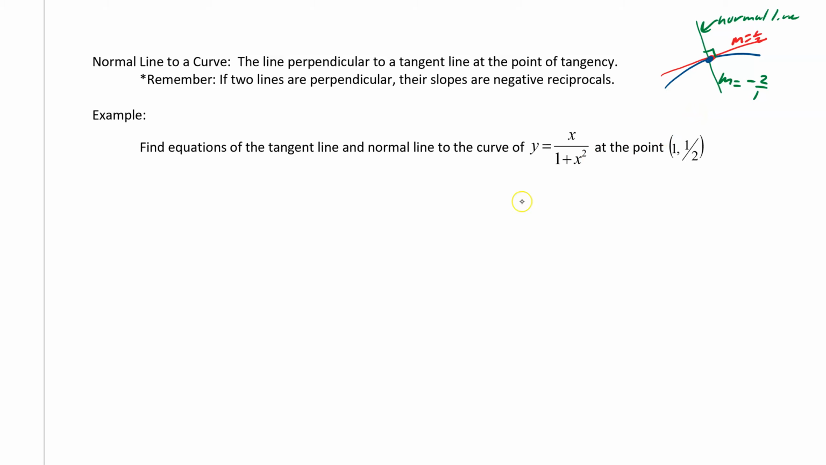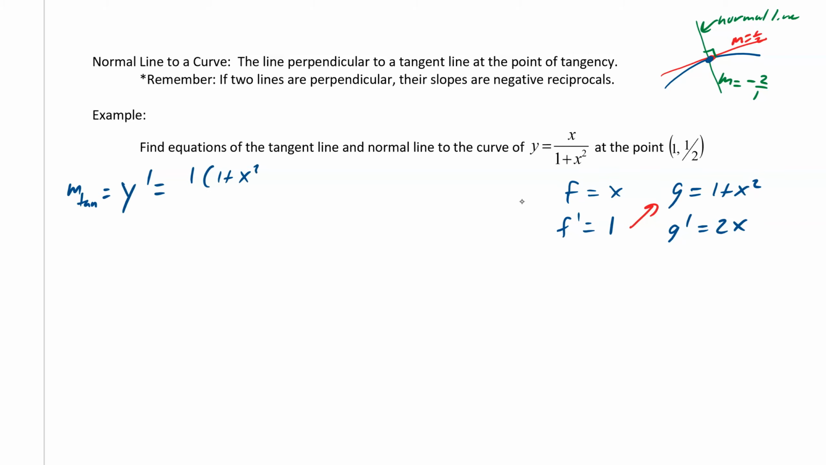All right, so let's first find the slope of the tangent. The slope of our tangent is our derivative. So we need to take our numerator, which is x, and our denominator, which is 1 plus x squared, and we're going to be using the quotient rule. So f prime would be 1, and g prime is 2x, and then we do our little multiply. So 1 times 1 plus x squared, minus 2x times x, all over the denominator squared, just like that.